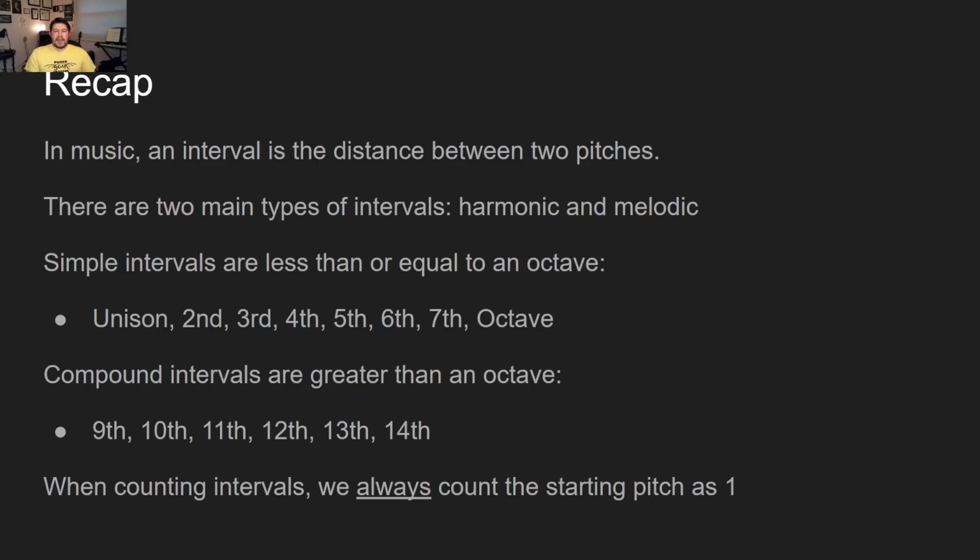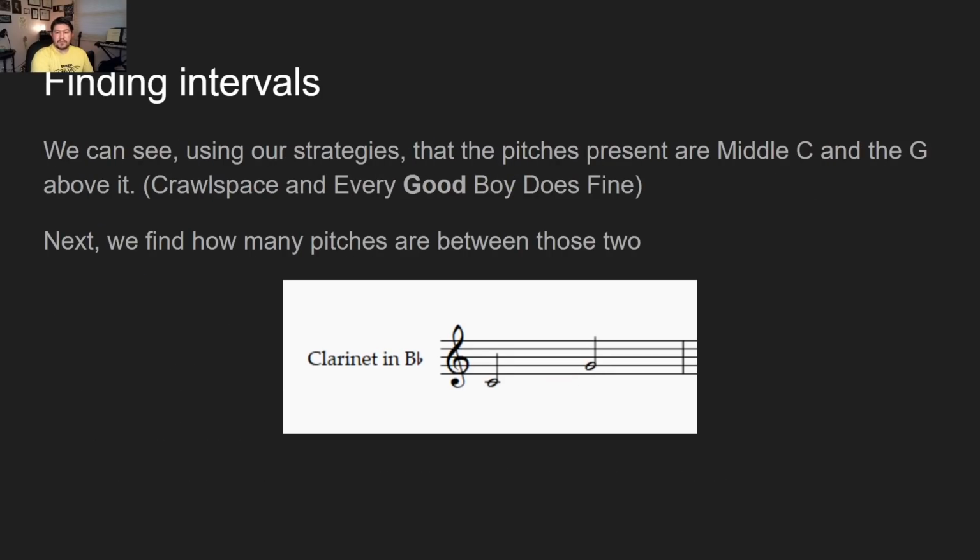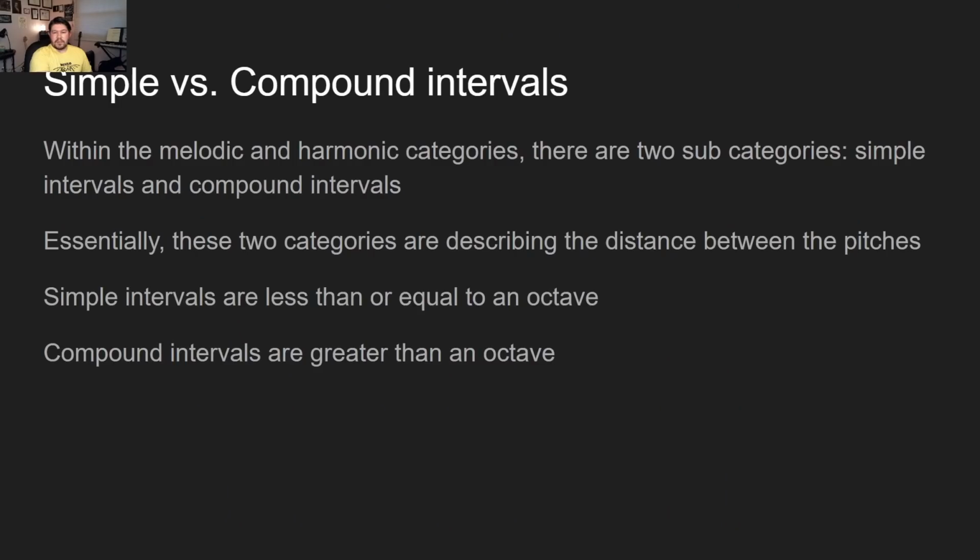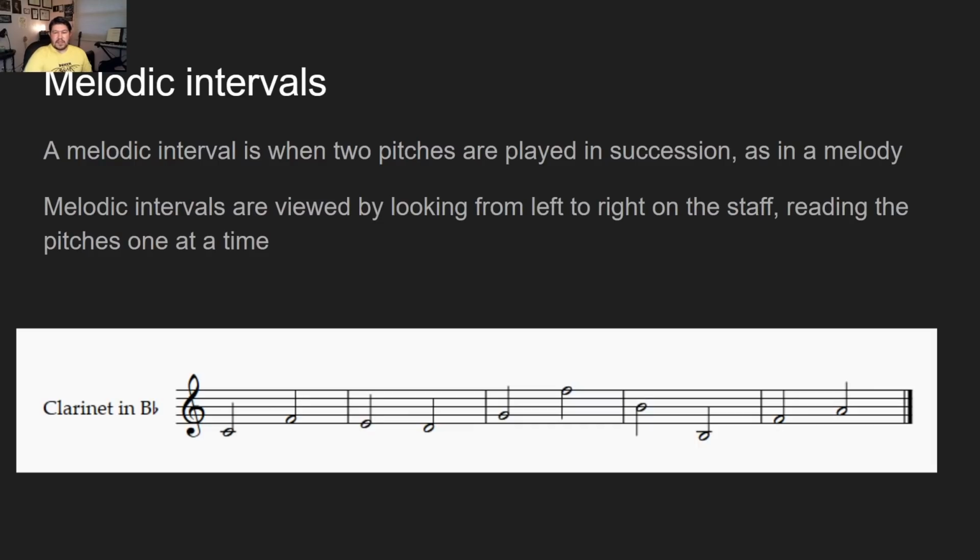There are no negative intervals. Even if you're going down, you still count positive numbers. That's something that I probably should have mentioned. Let's go back here, just a couple of slides real fast. For example, if we're looking at intervals going downward, like this one right here, just because we're going down does not mean we have a negative number.